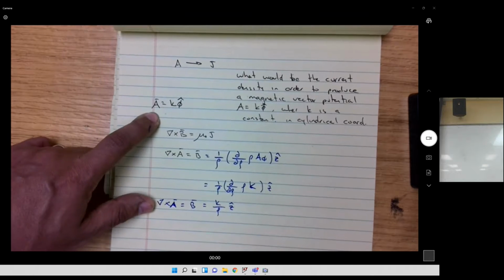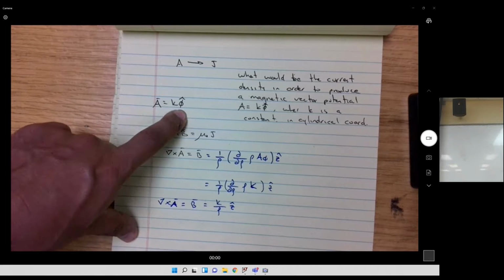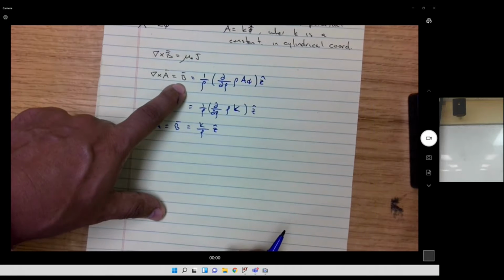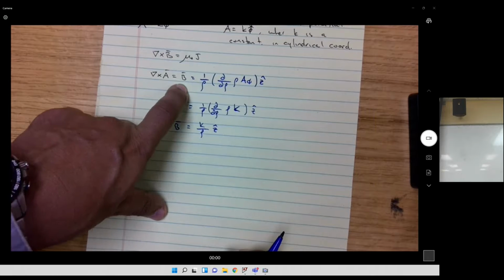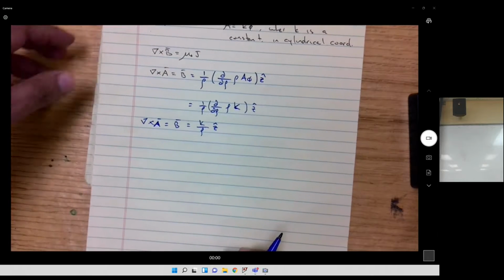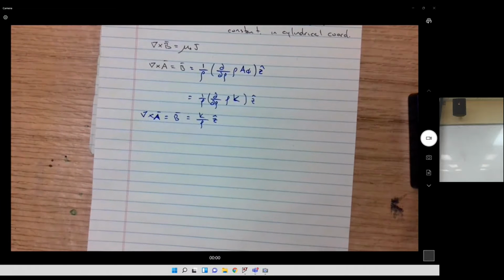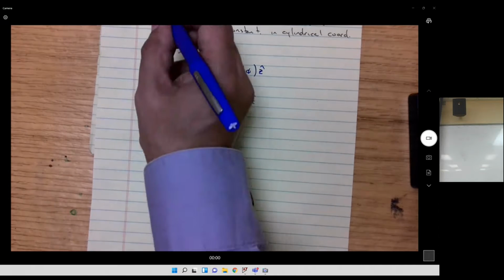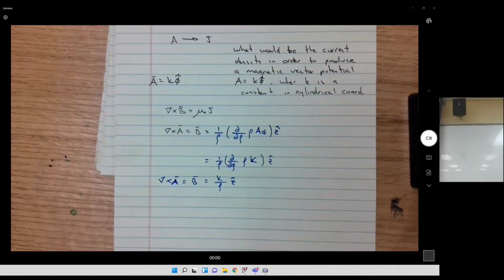So k phi, your vector potential is in the phi direction. Now this is going to be a magnetic field that's going to be in the z direction. I thought that it was K in the rho direction. Oh, no, no, no. Yeah, it's a k in the phi direction. Ah, that's what you got, okay.